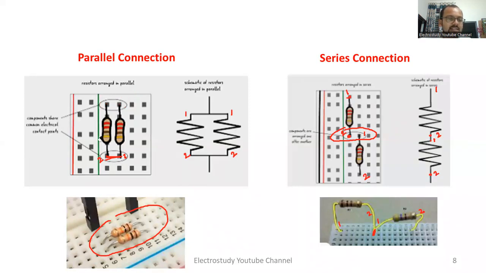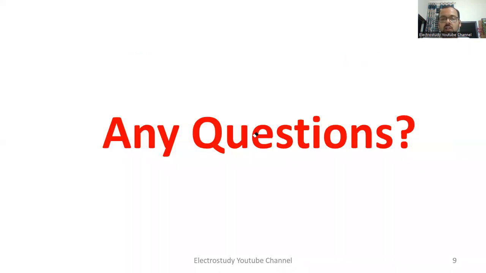In this session, I discussed what a breadboard is, the importance of those dots, the partitions of the breadboard, and the vertical connection and horizontal connection. I also discussed how to perform series connection and parallel connection.